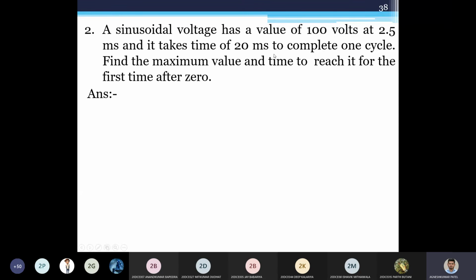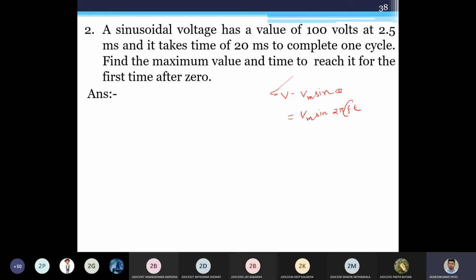and it takes 20 milliseconds to complete one cycle. So these two pieces of information are given. Find the maximum value and time to reach it for the first time after 0. What we have been given is the instantaneous value. So we know the equation V is equal to Vm sine theta, or the different form, Vm sine 2 pi ft.